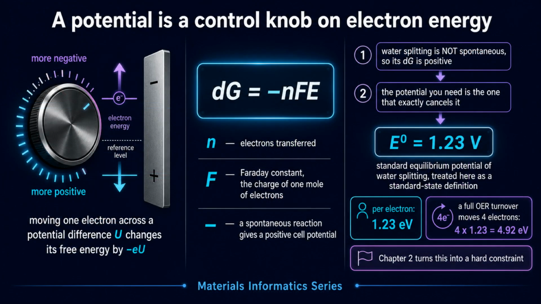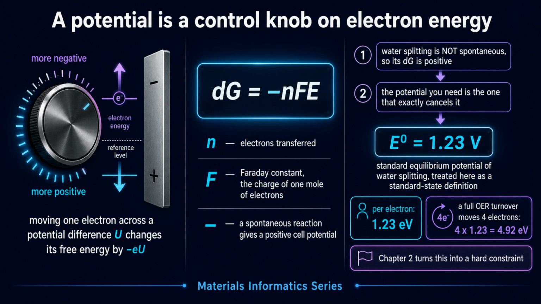An electrode potential is a control knob on the energy of electrons in the electrode. Making it more positive lowers their energy. Moving 1 electron across a potential difference changes its free energy by -eU, and for a reaction moving n electrons, the free energy change equals -nFE, where F is the Faraday constant. Read that backwards. Water splitting is not spontaneous, so the potential you need exactly cancels its positive free energy.